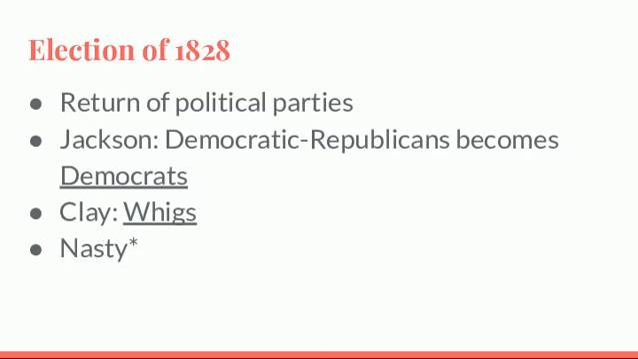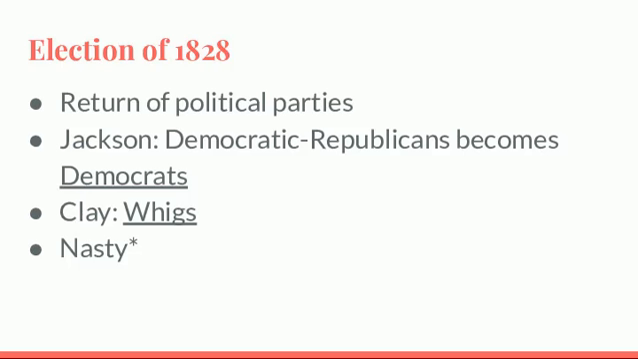The Democrats are going to come back with Jackson. So Jackson switches the Democratic Republicans, who are now going to become Democrats. Again, the Democratic Republicans now become the Democrats. Clay creates a new political party known as the Whigs. So the Whigs get created as well.